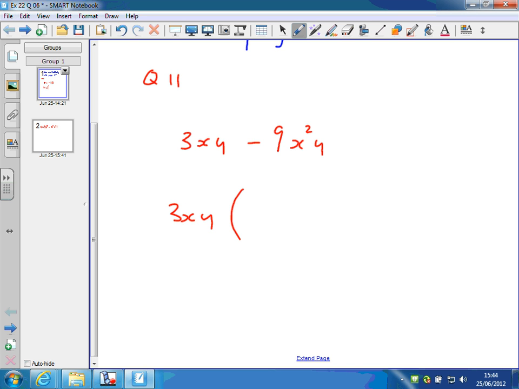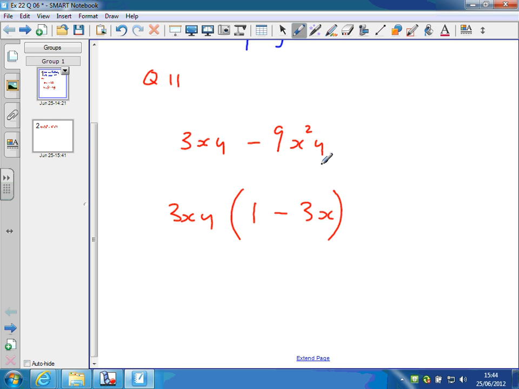What have I got to times 3xy by to get back to 3xy? Well, hopefully you can see that's just 1. Don't forget that. That's easy to forget. 1 minus, what have I got to times 3xy to get back to 9x squared y? Got to times 3 by 3 to get the 9. And then I've got to times by an x to get back to x squared. And the y is already there. So 1 minus 3x.